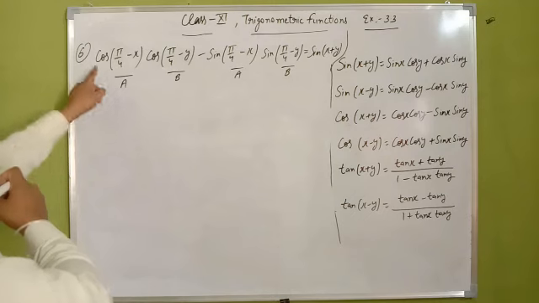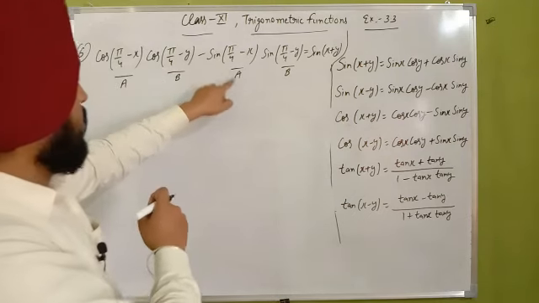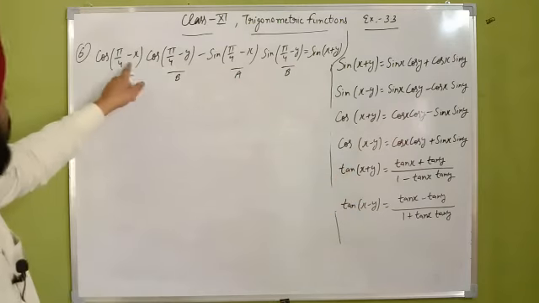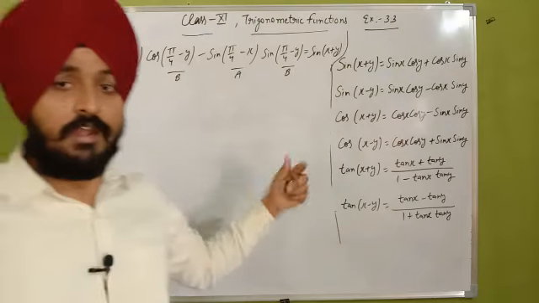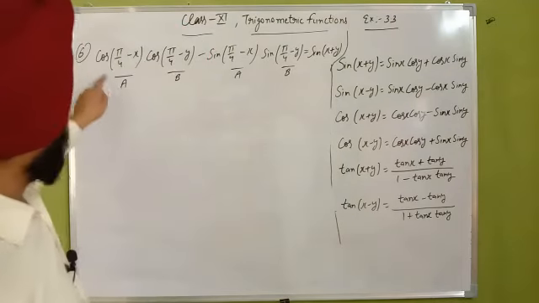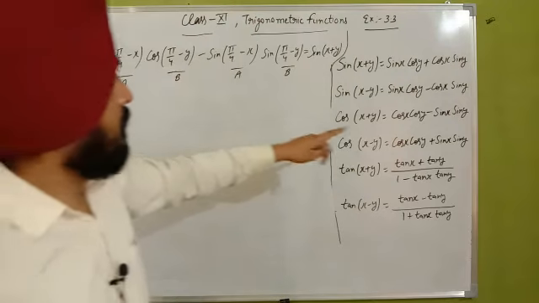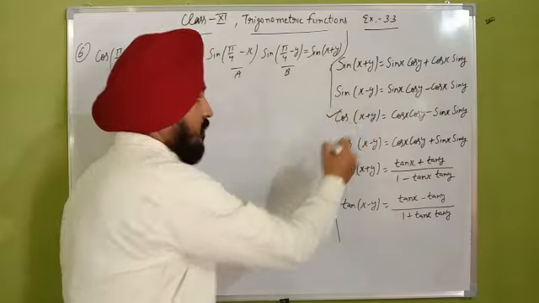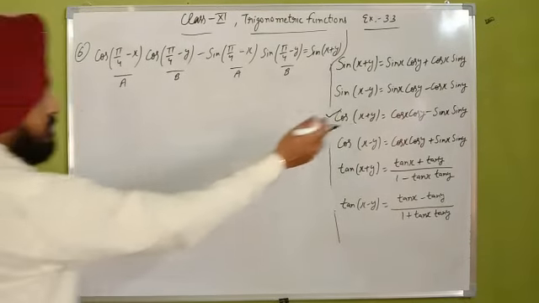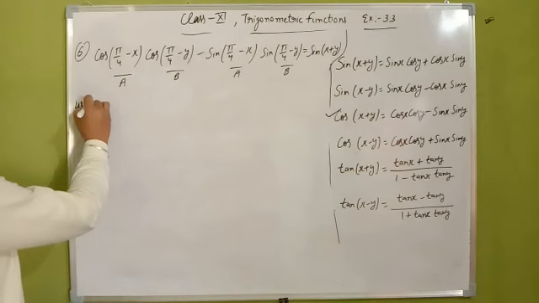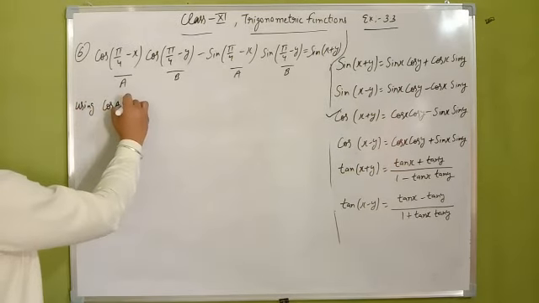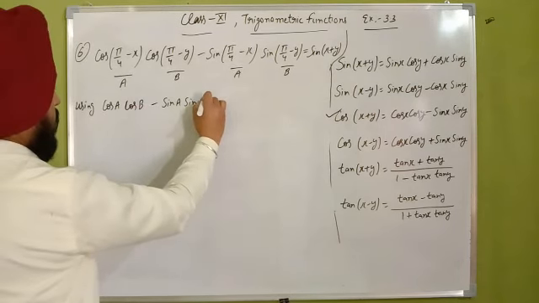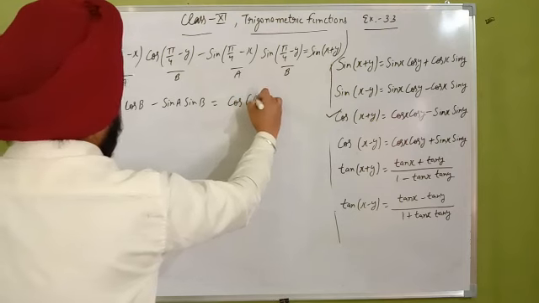Clear? Now check cos a, cos b, sin a, sin b. The identities are given in terms of x and y, but x and y are already there, so we have to use the identities in terms of a and b. Check there, cos a cos b minus sin a sin b. So which identity is applicable? That is cos(x plus y). So we have to use this identity: cos a cos b minus sin a sin b, which is equal to cos(a plus b).